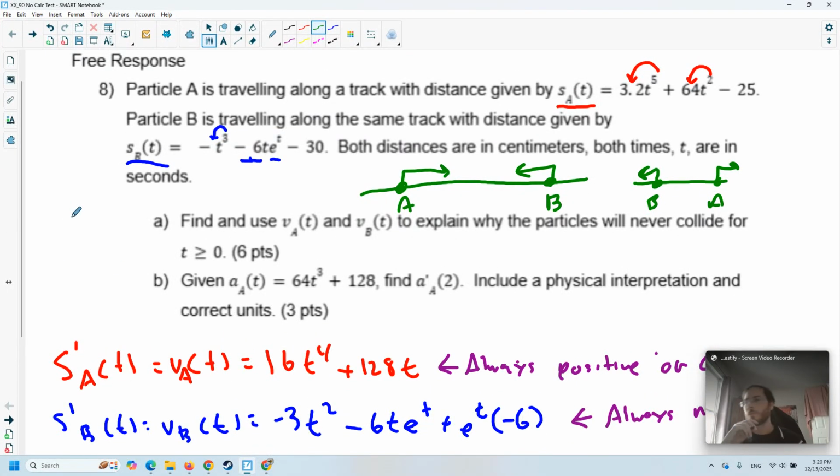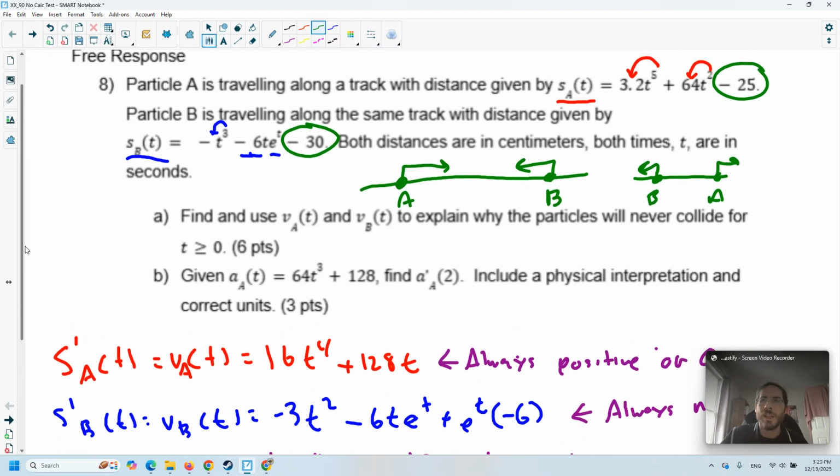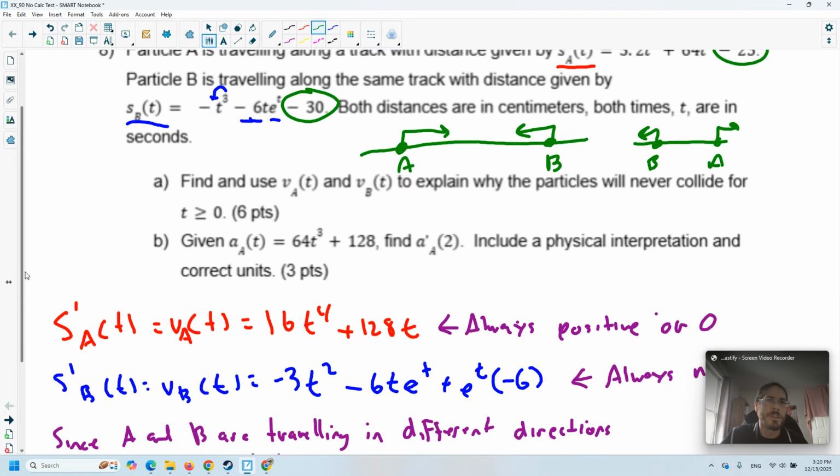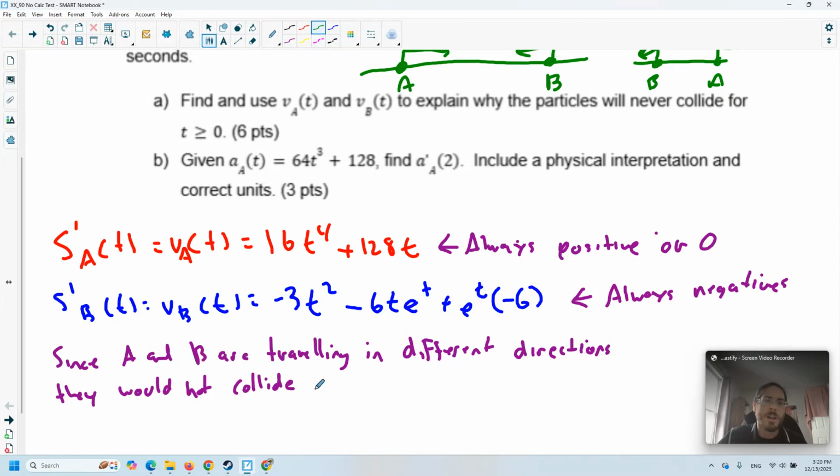So again, where do these things start at? Well, I mean, we could plug 0 in for them all, but that's kind of silly because we just know that's just going to be the two y-intercepts. So A is starting at negative 25 and B is starting at negative 30. So they would not collide because A starts to the right of B. And that's it. So that's how to do that one.